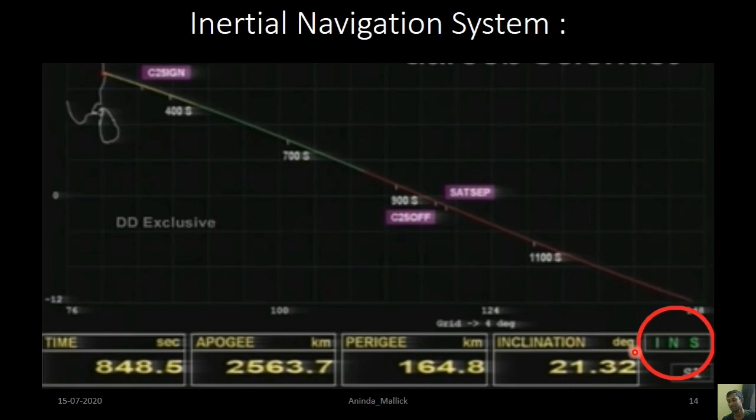Here it is clearly written INS, basically the inertial navigation system, denoted by this green line, and we are plotting this graph depending on the data given by the navigation system. And here it is written C2S on, basically the second stage is on here, and C2S off, basically the second stage is off here, and SAT SEP, satellite separation, is performed here. My satellite is separated from the rocket.